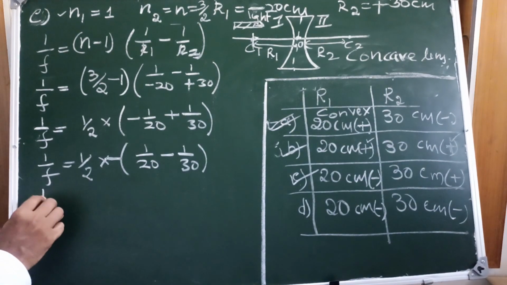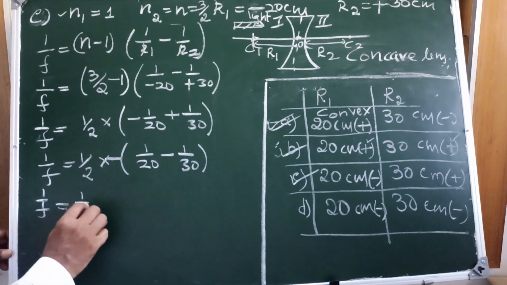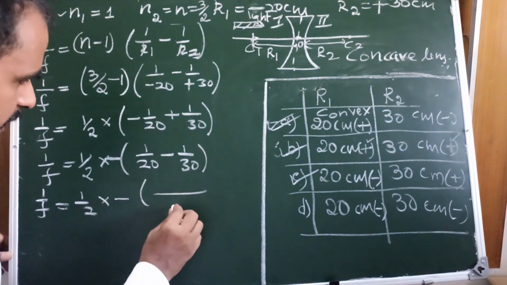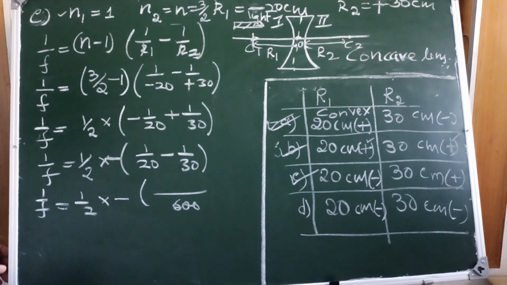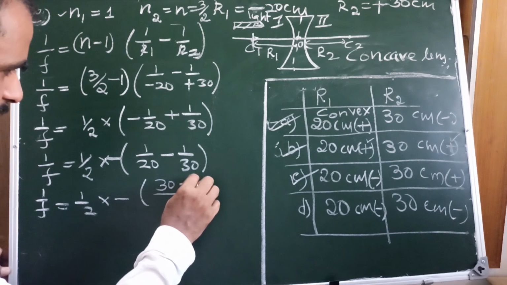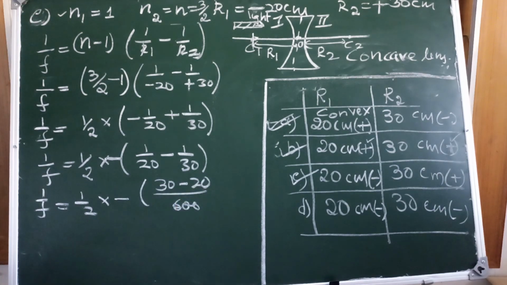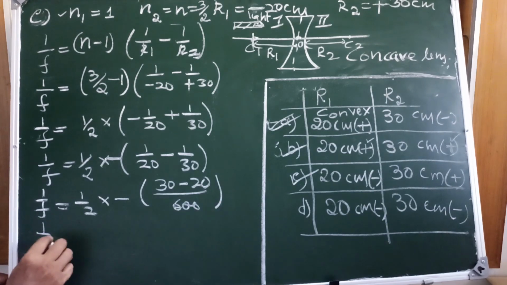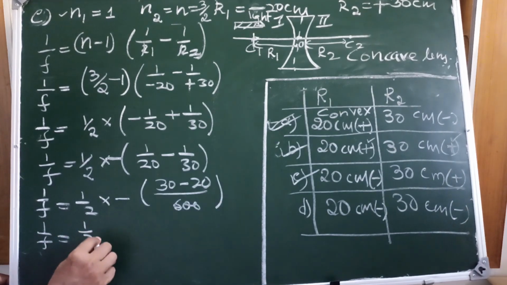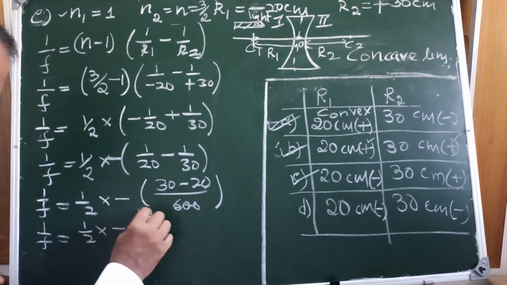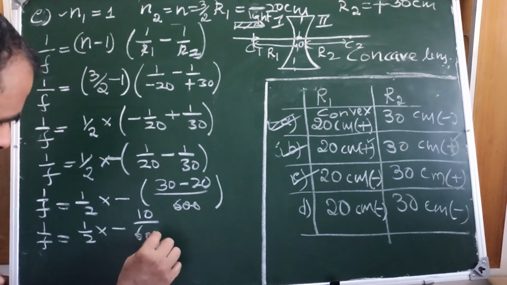Then you can write here 1 by f is equal to half into minus, here you can take again 600 LCM, and here you are getting 30 minus 20. So you can write here 1 by f is equal to half into minus, again 30 minus 20 is nothing but 10 divided by 600.